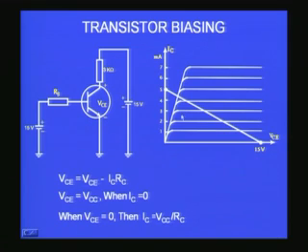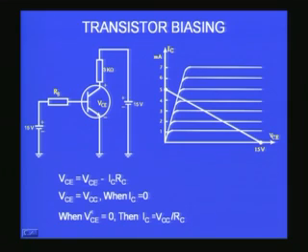I go, IC is 0 is corresponding to the x axis, and at that place VCE is 15 volts. So, VCE is 15 volts at IC equal to 0. Therefore, I have put a dot at 15 volts on the VCE line.